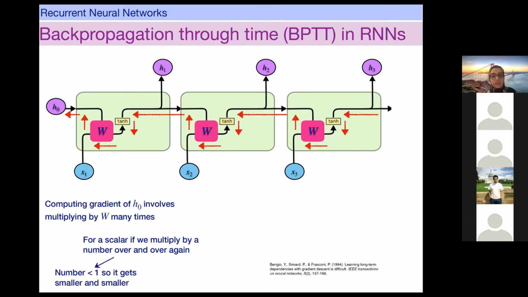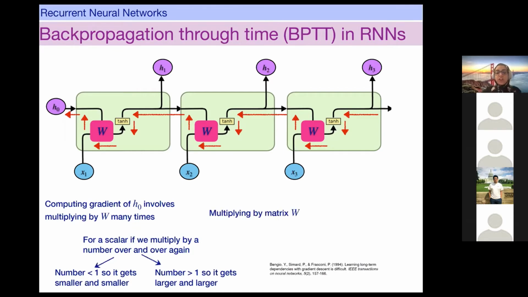Well, we have two options. Either the scalar is smaller than 1, so as we keep on multiplying it, it's going to get smaller and smaller, or the scalar is greater than 1, and when we keep on multiplying it, it's going to get larger and larger.